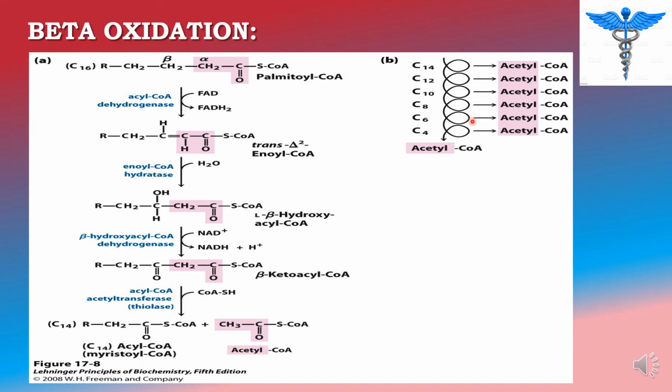The cycle will proceed until 7 rounds are completed. When the 7 rounds are completed, we get 8 acetyl coenzyme A. These acetyl coenzyme A will either enter the Krebs cycle for further oxidation, or they will form the ketone bodies. So this was all about its brief summary.